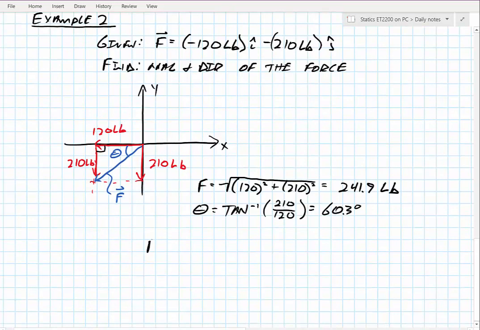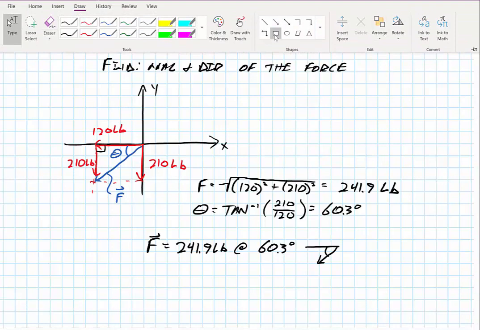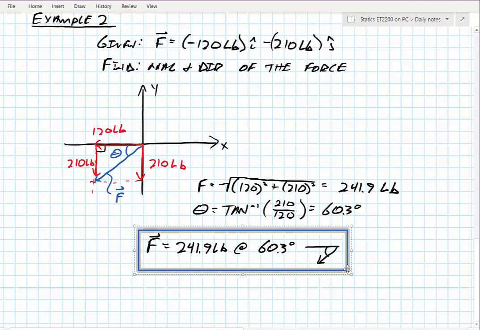When it comes to problems like this, for my classes anyways, you're fine if you find the angle from any axis, meaning the positive x, positive y, negative x, whatever, but you need to designate where it's coming from. So in this case, I would write it as 241.9 pounds at an angle of 60.3 degrees, and I have to tell you where that's measured from. I'm going to draw a little sketch, and I can see that it must be measured from the negative x-axis and then pointing down. You could also do it from the positive x-axis or really anywhere else.